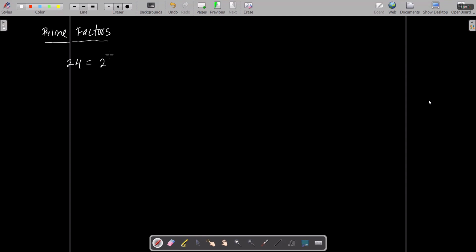For this one, we can say it like this. 2 is a prime, 2 is raised to the power 3, and it gets multiplied by 3. So it will give 24. This is the prime factorization of 24.